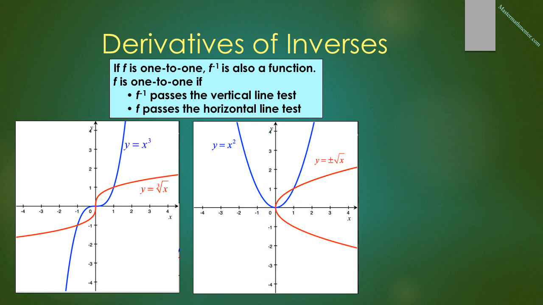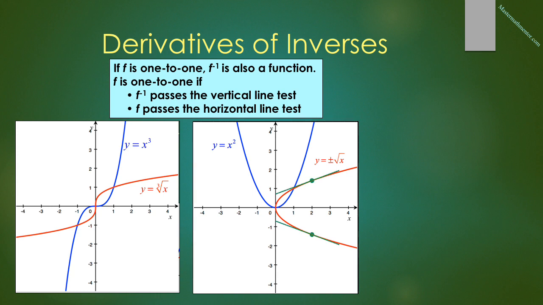If we look at the curve y equals x squared in blue, the inverse is y equals plus or minus the square root of x in red. It is clear that y equals x squared is not a one-to-one function because the inverse in red is not a function. It does not pass the vertical line test. Or if you want, y equals x squared does not pass the horizontal line test.